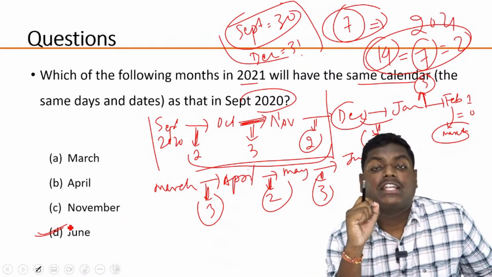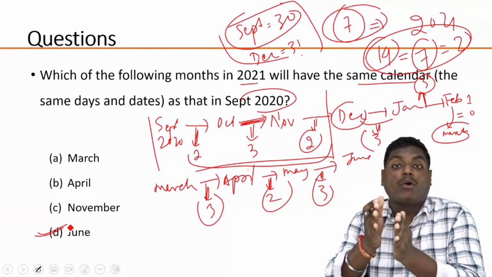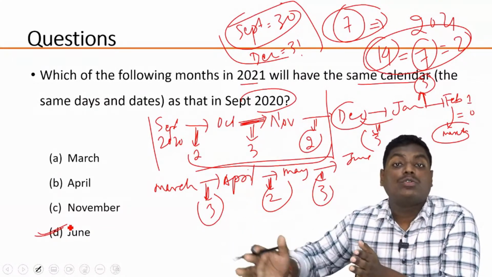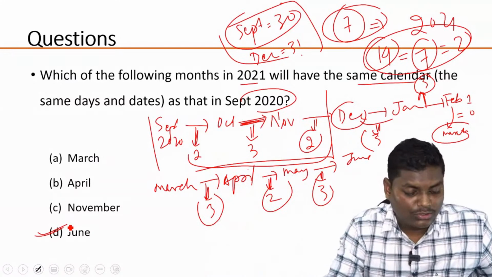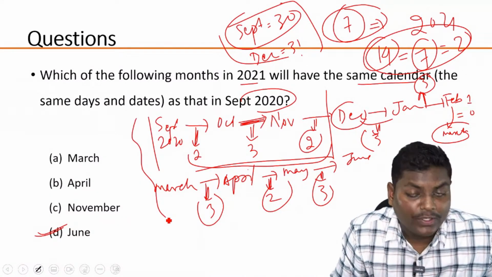So you need to see the number of odd days. This number of odd days must add up to 7 so that we complete that cycle. Okay, so that's how you check and do it. Moving to the next question.